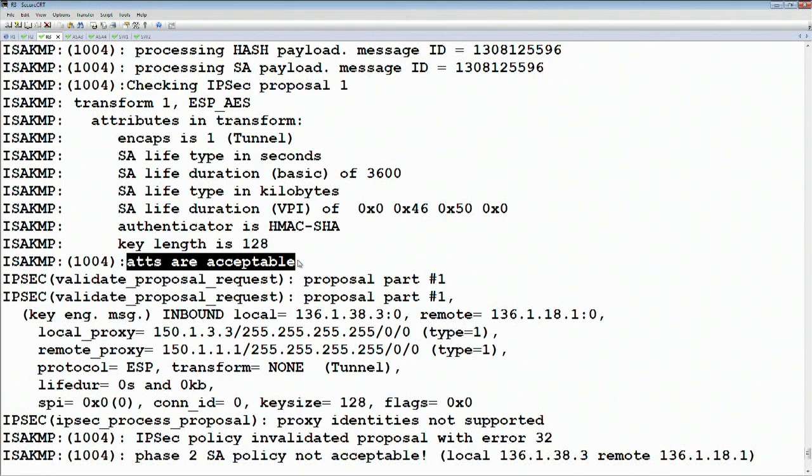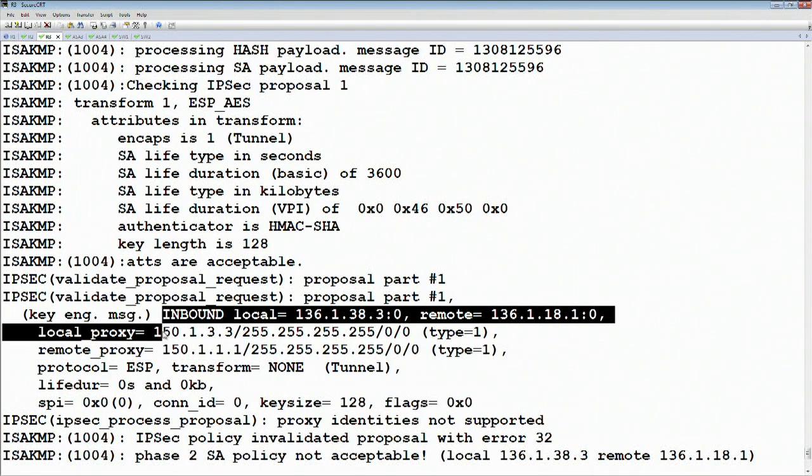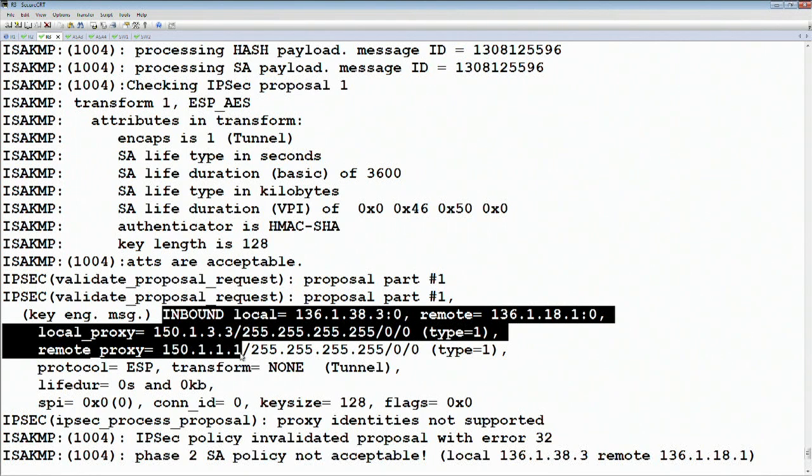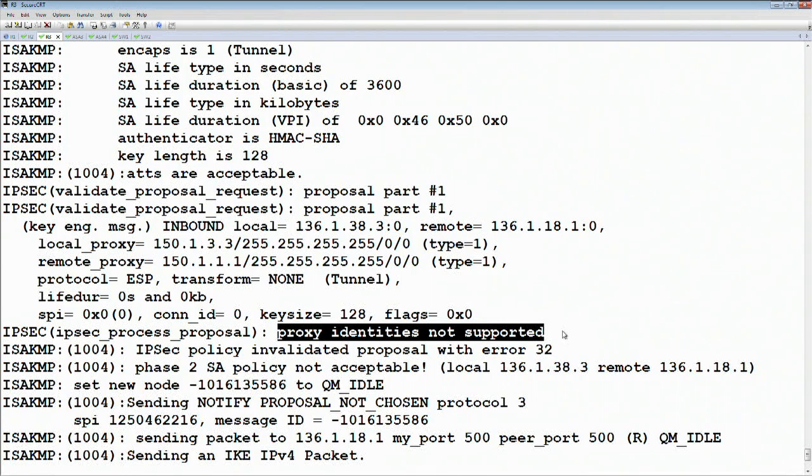Okay, now we go to exchange the proxy identities. So router 3 is saying that this is my source of the tunnel. The tunnel is going to go to router 1. My local proxy is 150.133. The destination is 150.111. This is basically that access list that we have configured in the transform set. Under this, though, it says that the proxy identities are not supported.